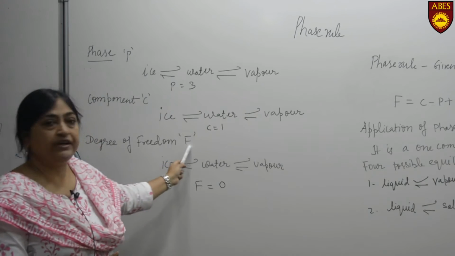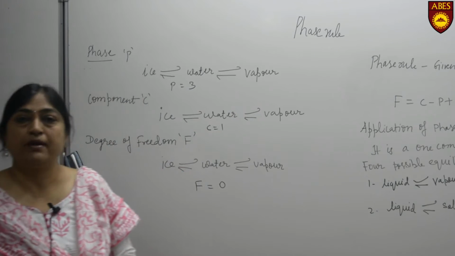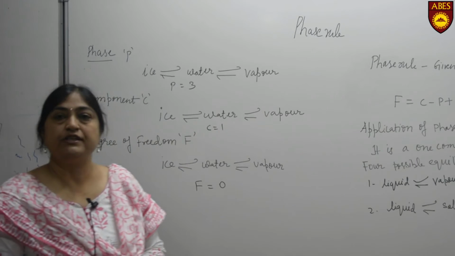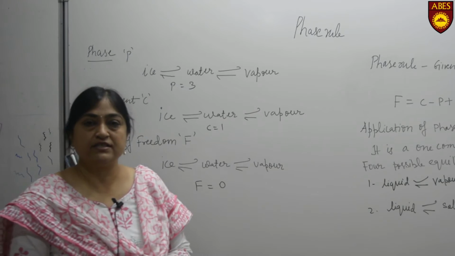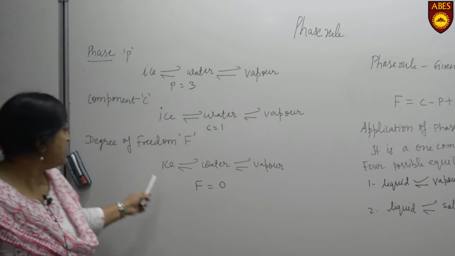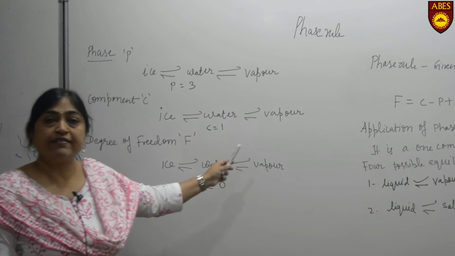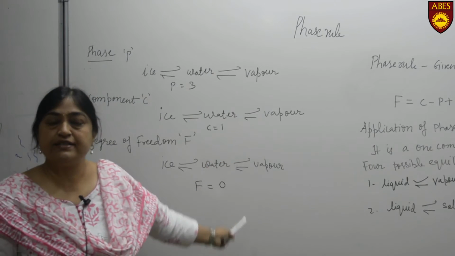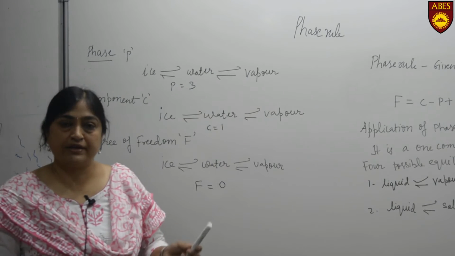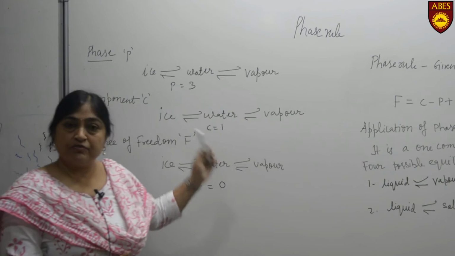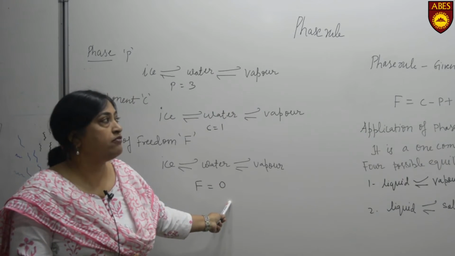Now the degree of freedom, it is represented by F, and degree of freedom is the minimum number of variables such as pressure, temperature and concentration which must be specified in order to define the system completely. For example, ice is in equilibrium with water, water is in equilibrium with vapor. This is at a fixed temperature 0.0098 degrees Celsius and fixed pressure 4.58 mm of mercury. So all variables are fixed, so degree of freedom is 0 and we can say that it is a non-variant system.